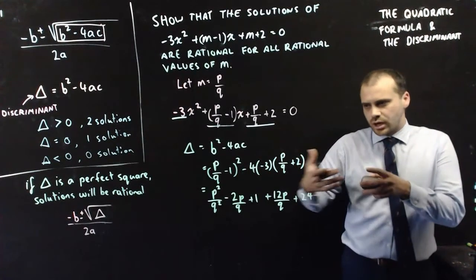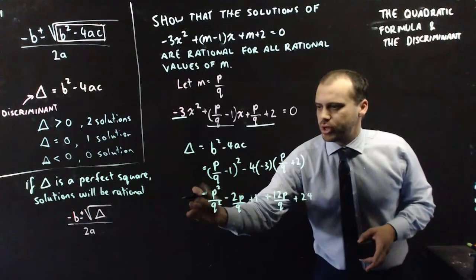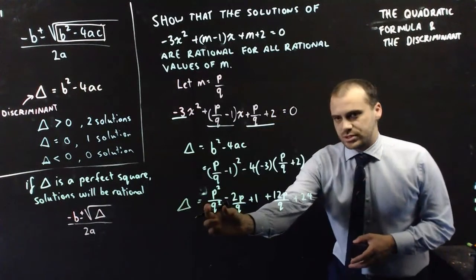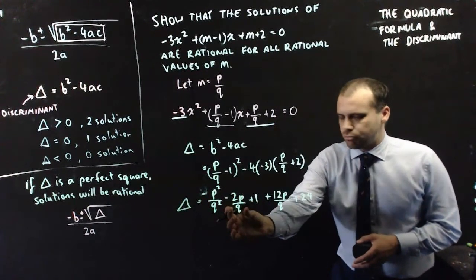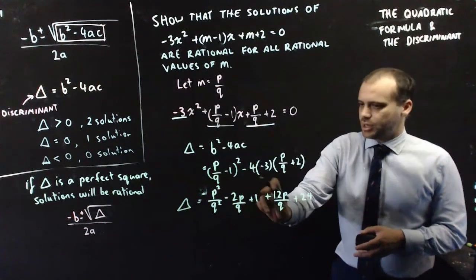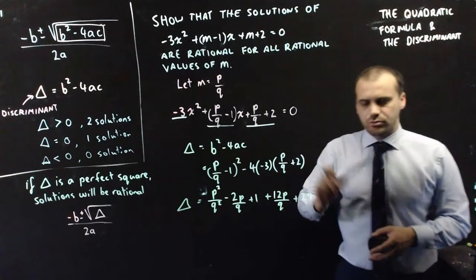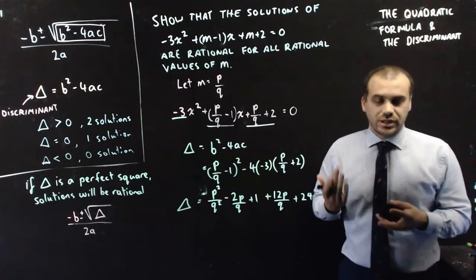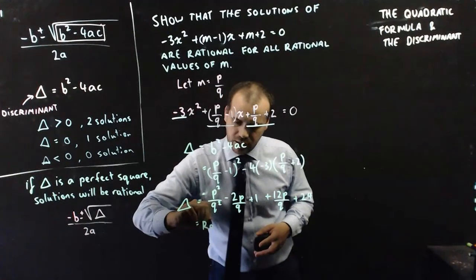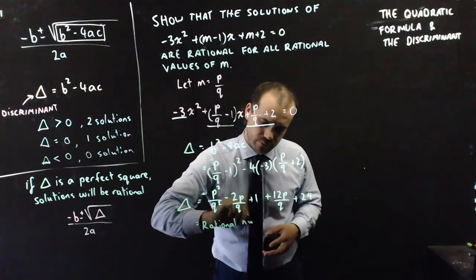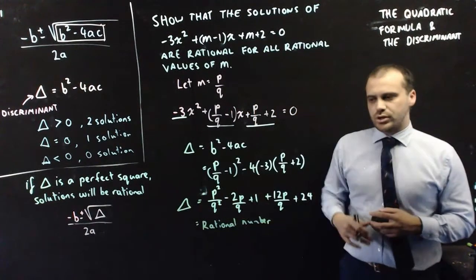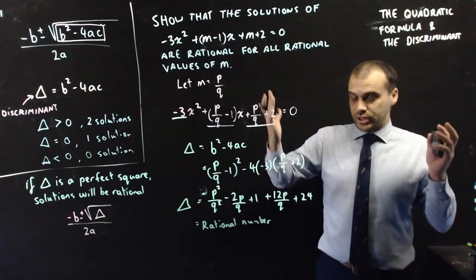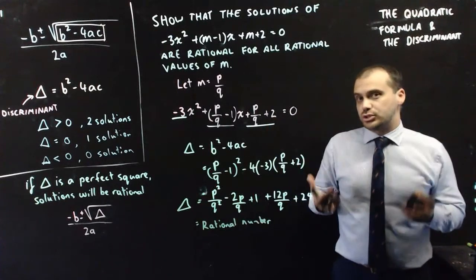Alright, so I've written this out and I'm kind of finished now, even though you might not see it. So what we have is the discriminant equal to this, which is a rational number, minus a rational number, plus a rational number, plus a rational number, plus a rational number. There is nothing but rational numbers there. If you add rational numbers to rational numbers to rational numbers, guess what? You get a rational number. Now, because all of those are rational numbers, the discriminant is a rational number, and therefore the solutions will be rational numbers.